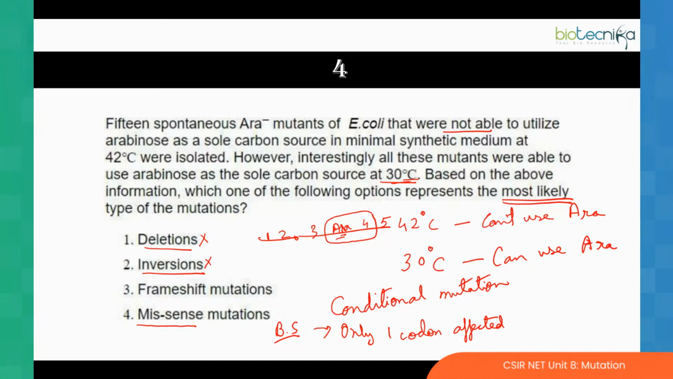Okay, and this missense mutation is also the least amount of change or least amount of mutation that is happening here. So that's why the answer will be missense mutation. The most likely type of mutation seems to be missense mutation only.